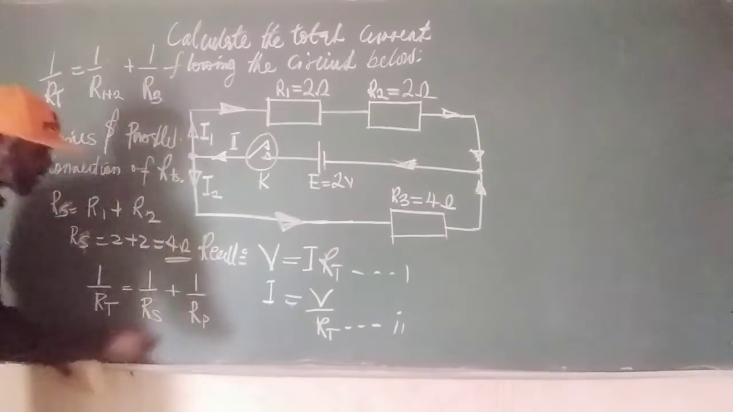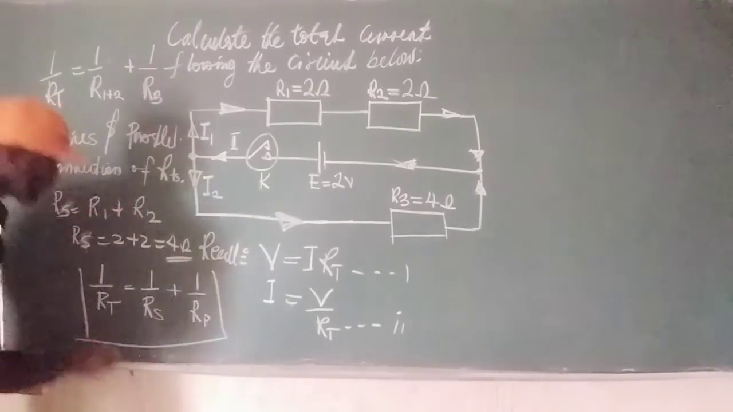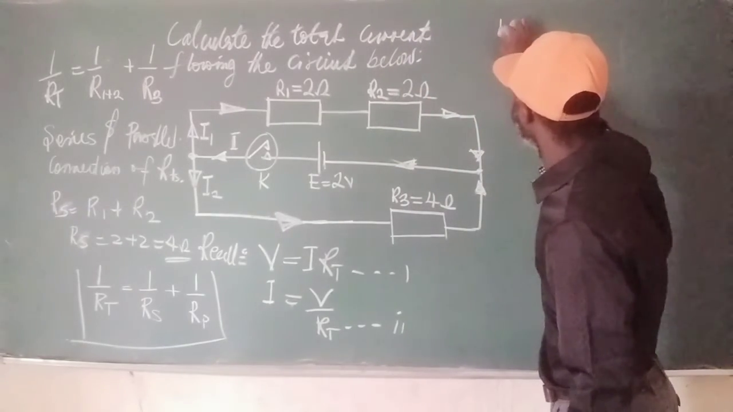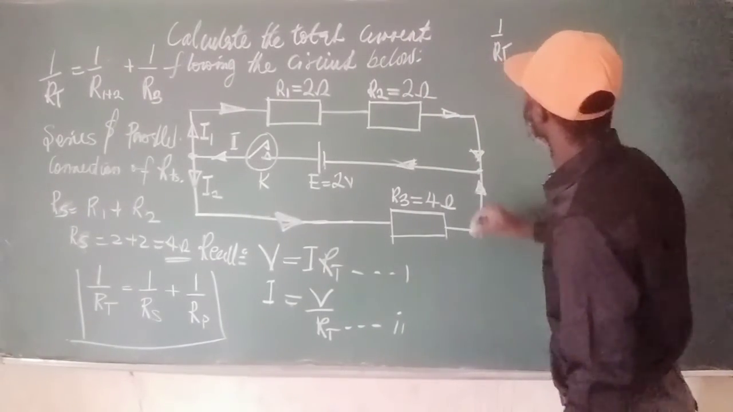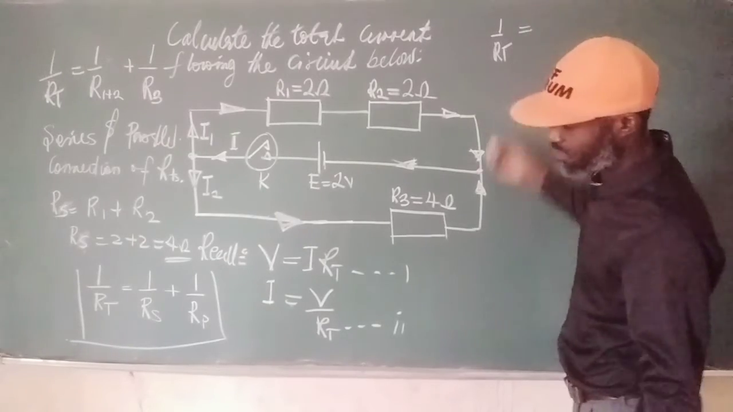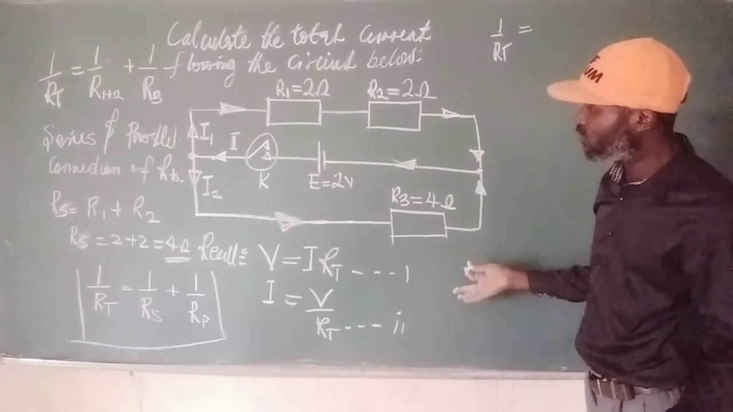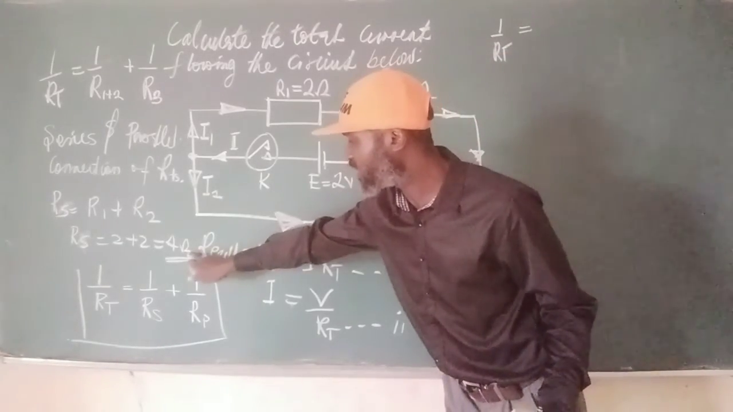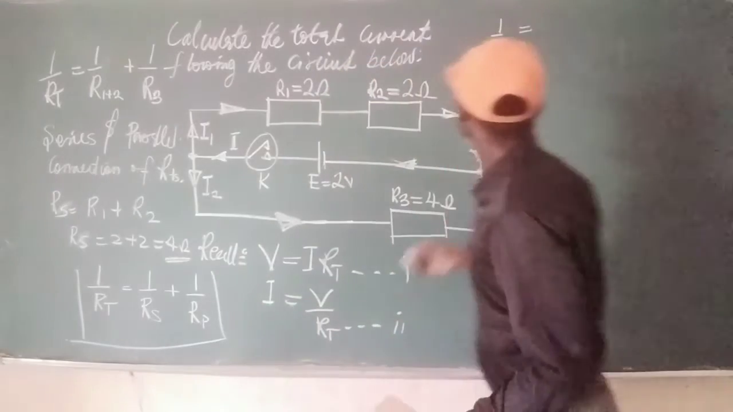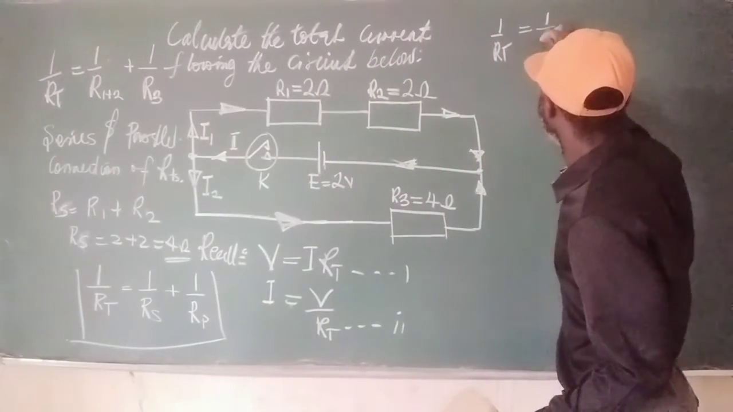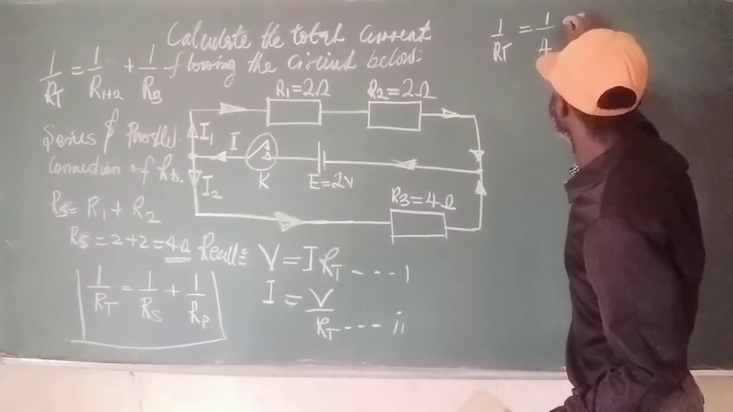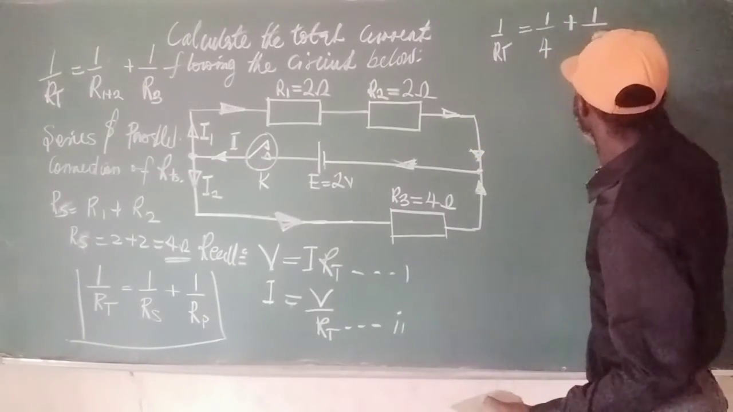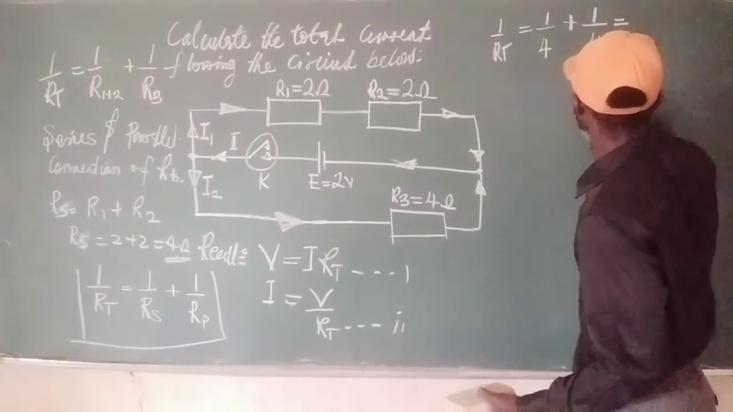We have established this, so we substitute. How do we substitute? Very simple. We are looking for 1 all over RT. We can do a very simple analysis here, since we have the total resistance in series to be 4 ohms. So what do we do? 1 all over 4, plus the resistance in parallel is just 4 ohm again. Can you see how coincident that is?